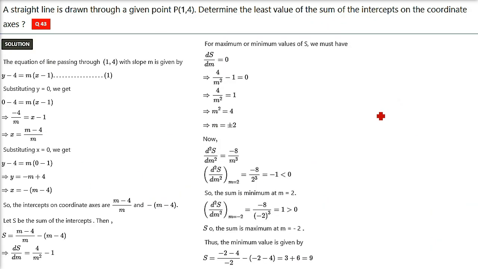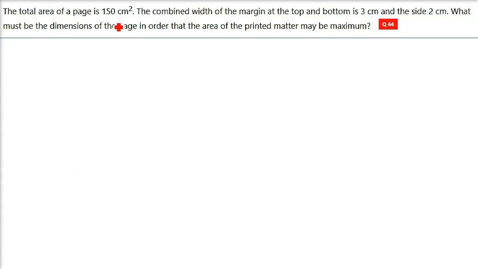So just try to go along with the diagram. Once the diagram is clear to you, all the things you have been doing since the first question of this exercise. Total page area 150, the combined width of margin at the top and the bottom is 3 cm and 2 cm. What must be the dimensions of the page in order that the area of the printed matter may be maximum? Alright, you have a page, not like this, but just imagine that this is an A4 page.